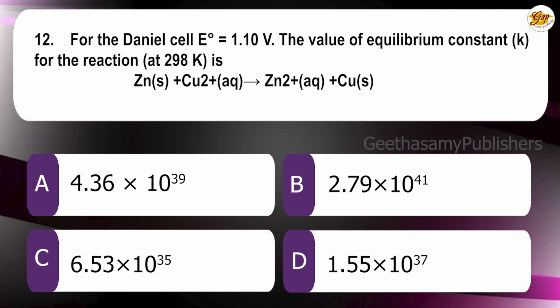4.36 into 10 to the power 39, B. 2.79 into 10 to the power 41, C. 6.53 into 10 to the power 35, D. 1.55 into 10 to the power 37. The correct answer is D. 1.55 into 10 to the power 37.